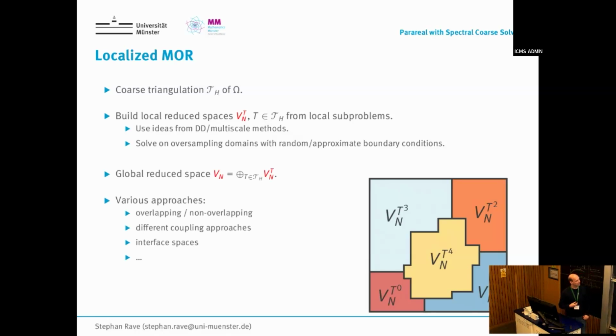But let's talk about time. And there the situation is quite similar. If I would do standard reduced space methods, I would have to compute solution snapshots for the whole time domain. And now I also want to somehow localize this.